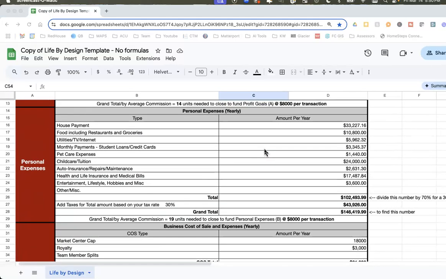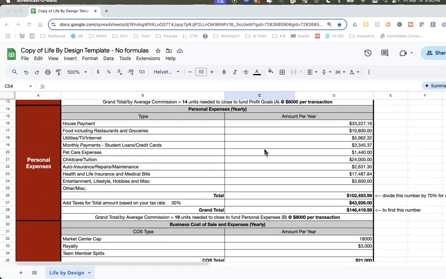Next, we're going to go to our personal expenses, and you need to find out exactly what your monthly payments are and then multiply those by 12 to come up with your annual payment. So my house payment is $2,700 and change, I believe. So when I multiply it times 12, it comes to $33,227.16.